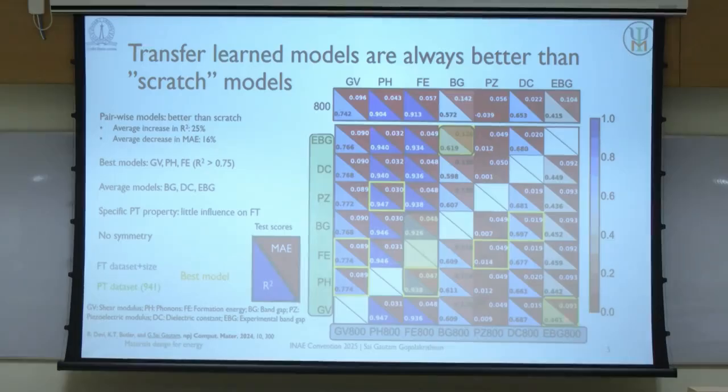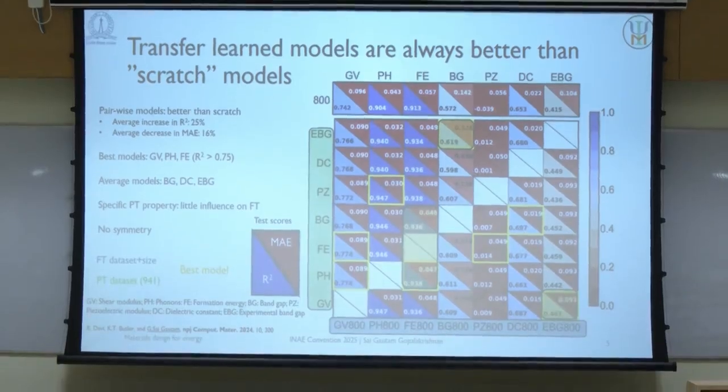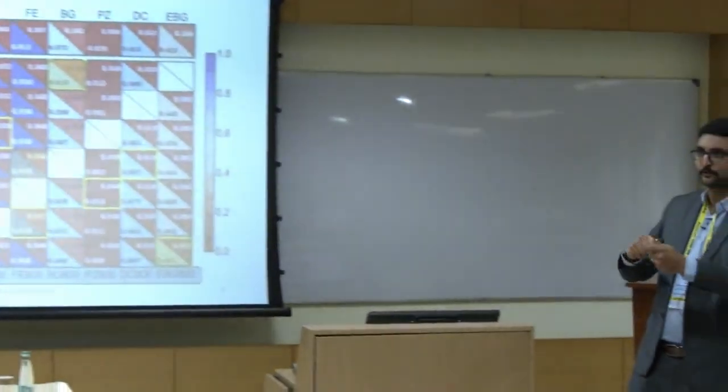If you think about which data gives you the best fine-tuning performance for a given data set, let's say you take the example of predicting experimental band gaps. You get the best predictions when you pre-train with shear modulus, right? But for predicting band gaps itself, that's not necessarily true. If you pre-train with shear modulus, you don't necessarily get the best performance in predicting band gaps. So there's no real symmetry between which data set you use for pre-training and which data set gives you the best performance after fine-tuning.